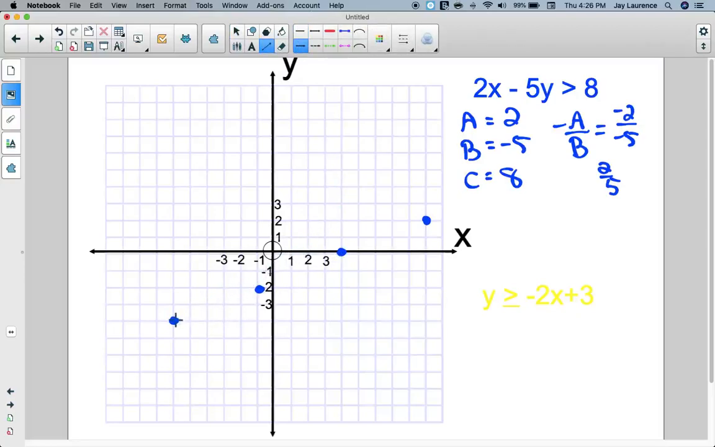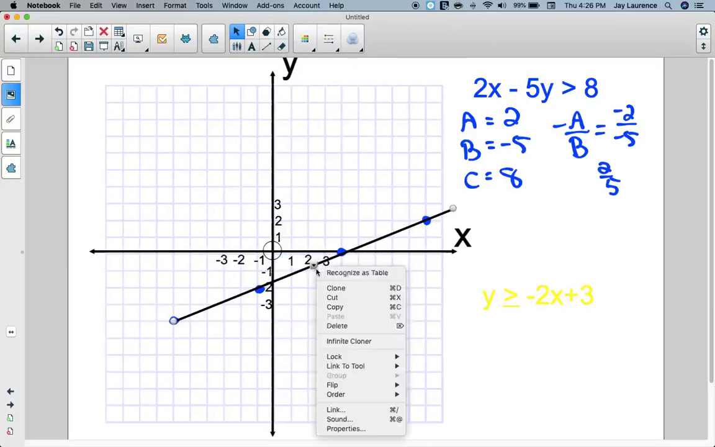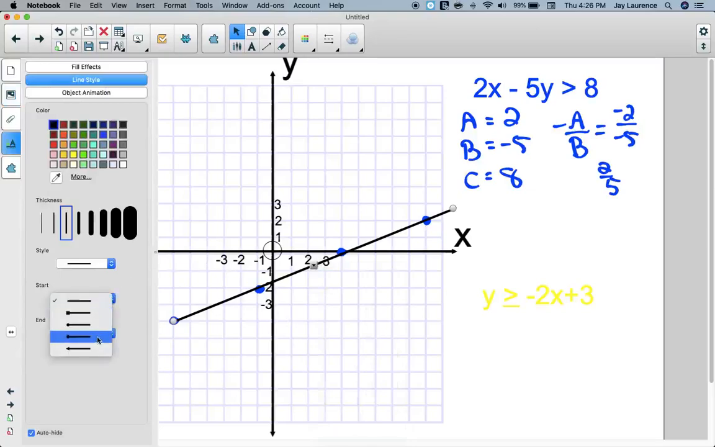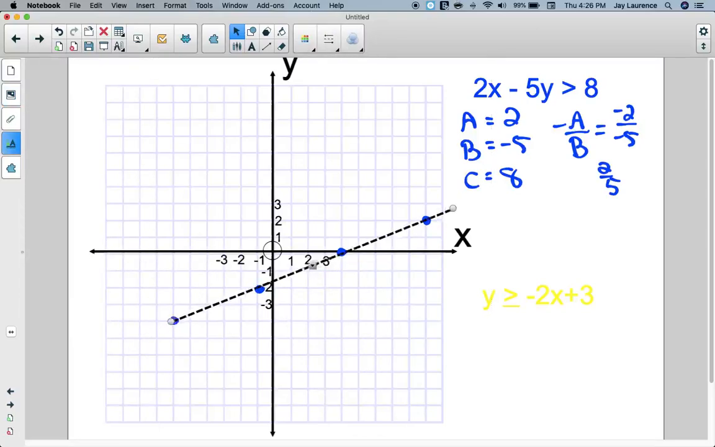Now, I'm going to draw this line. Something is wrong with this line. Can you tell me? Can you figure it out? Think about it. I've made a mistake. First off, I need an arrowhead, but it should be a broken or a dashed line. Why? Because it's not equal to, right? The points on the line are not solutions to the inequality.